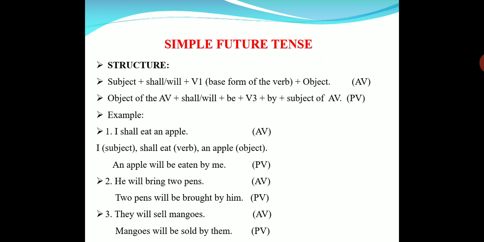Here what we have to remember is the be form we use here is be. And the modals shall and will. For I and we we can use shall, and for all the remaining we can use will.